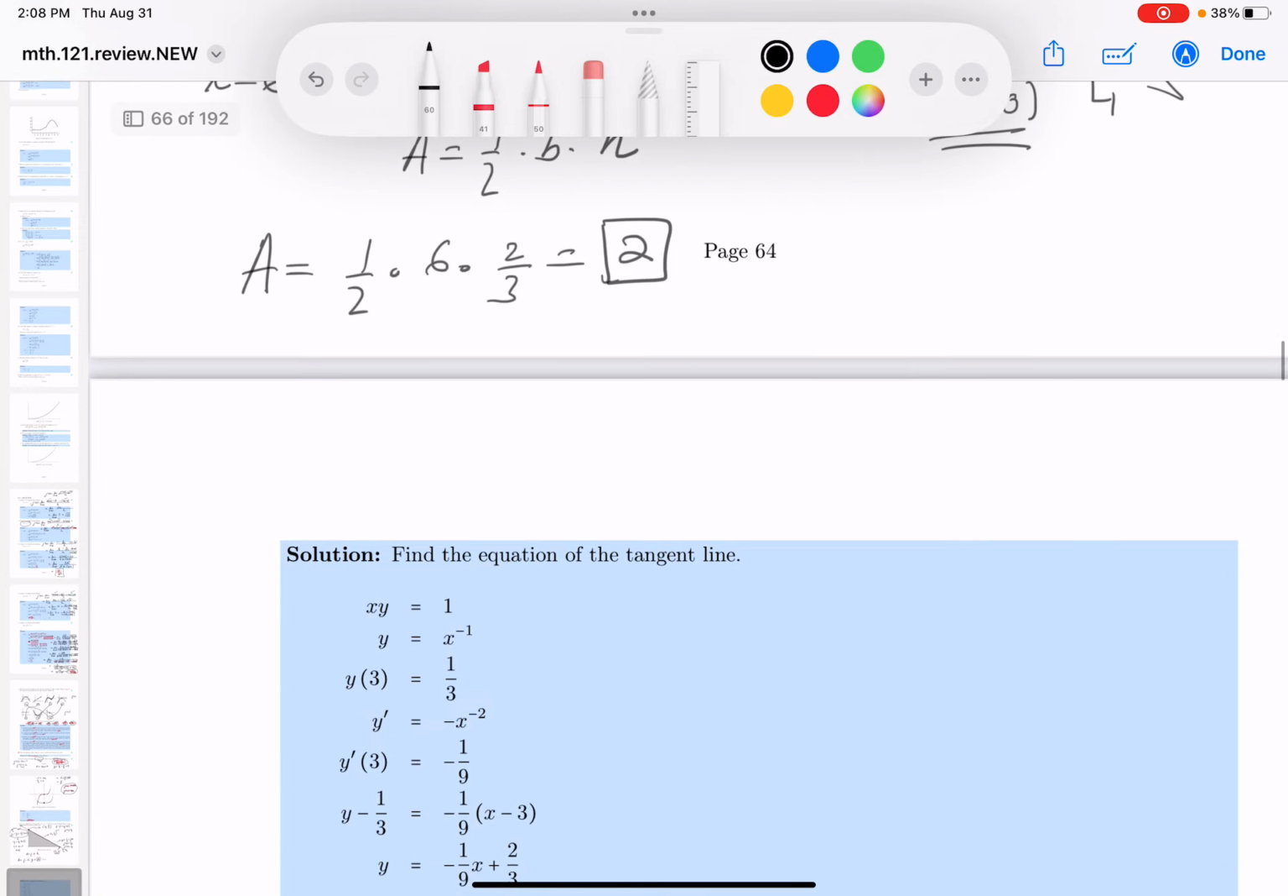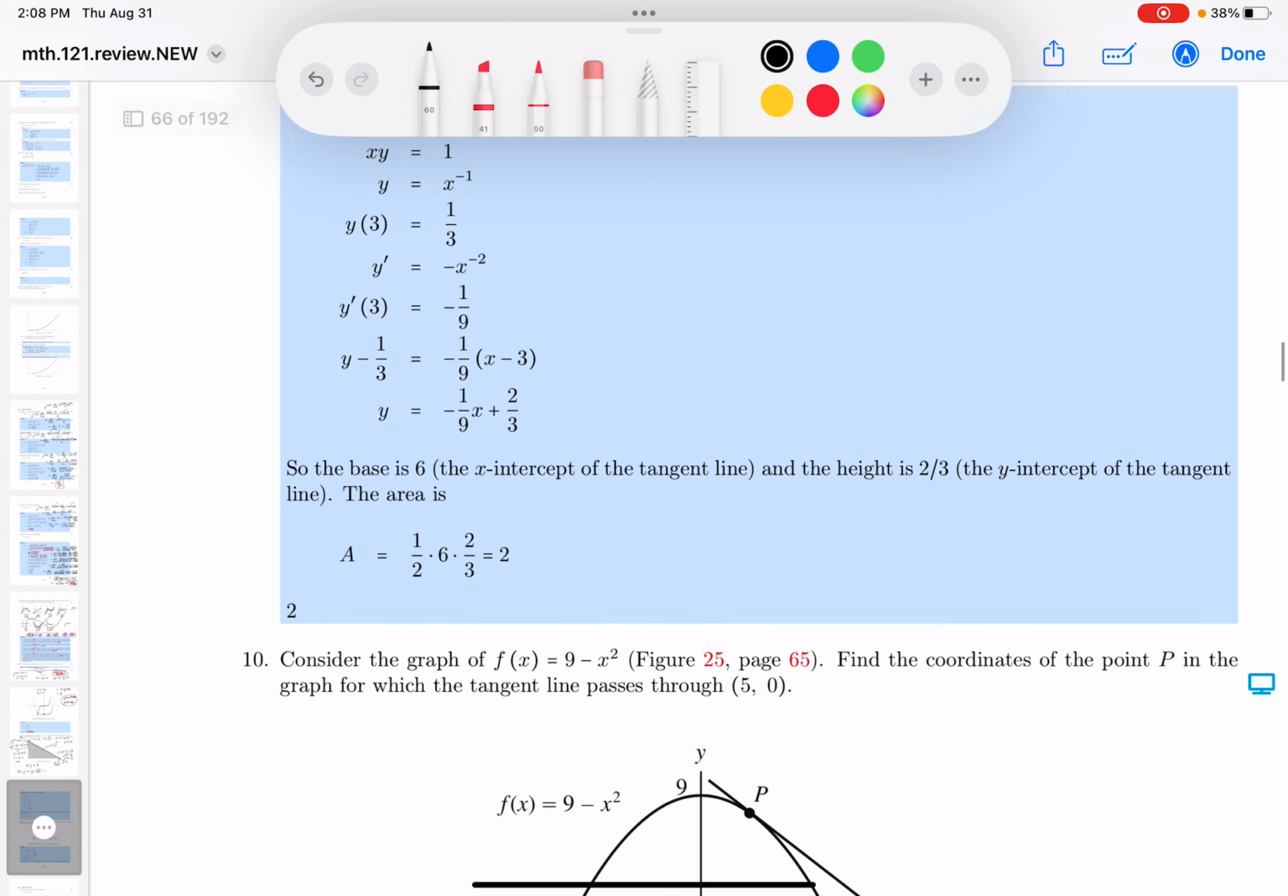Let's look at the key. And there's a lot of work in the key. Wow, just 2. Exactly what we expected it to be. Thank you.